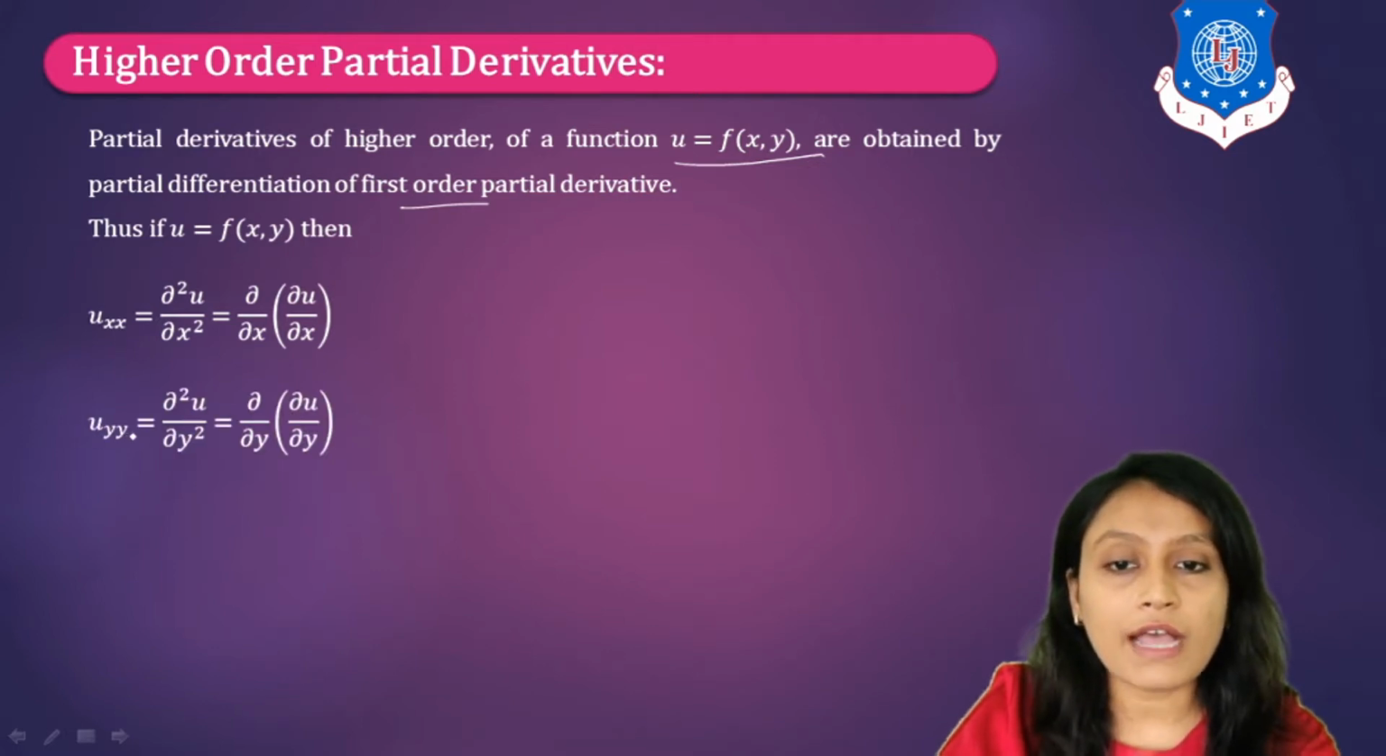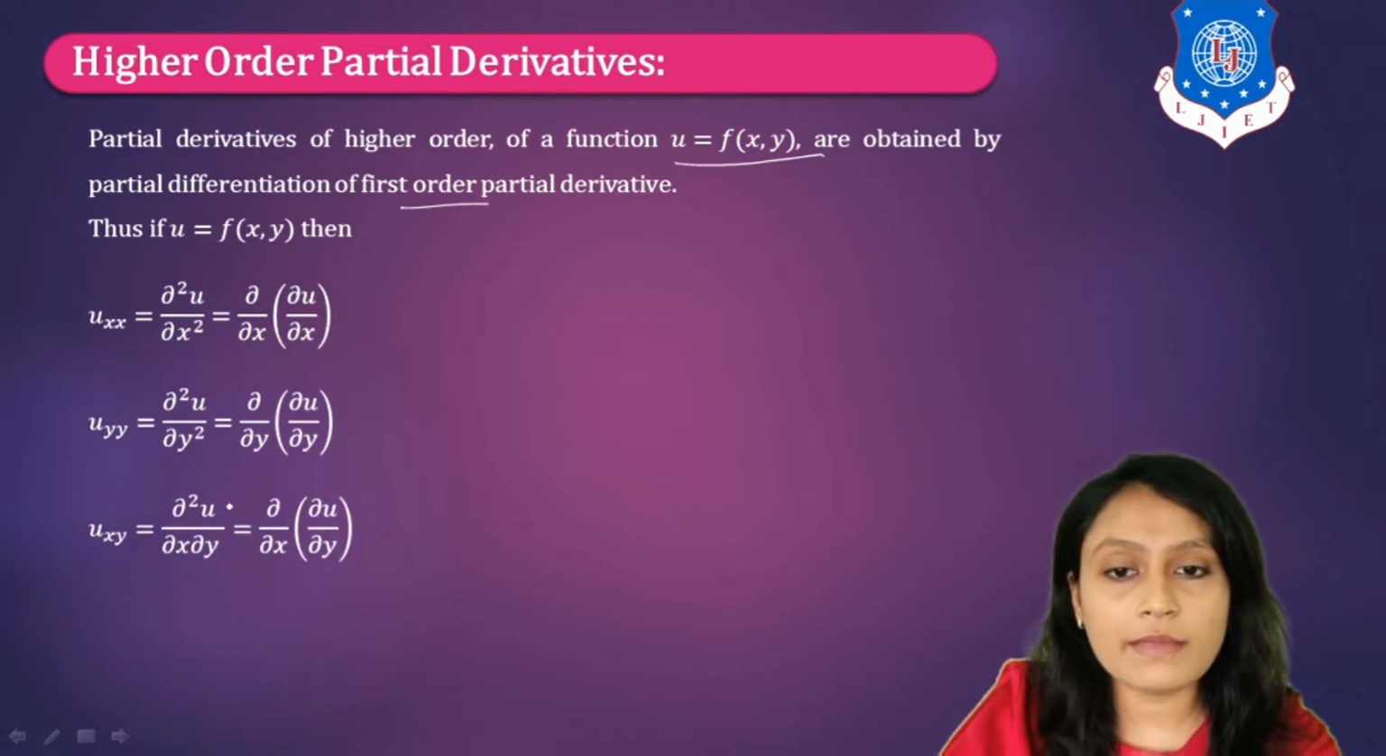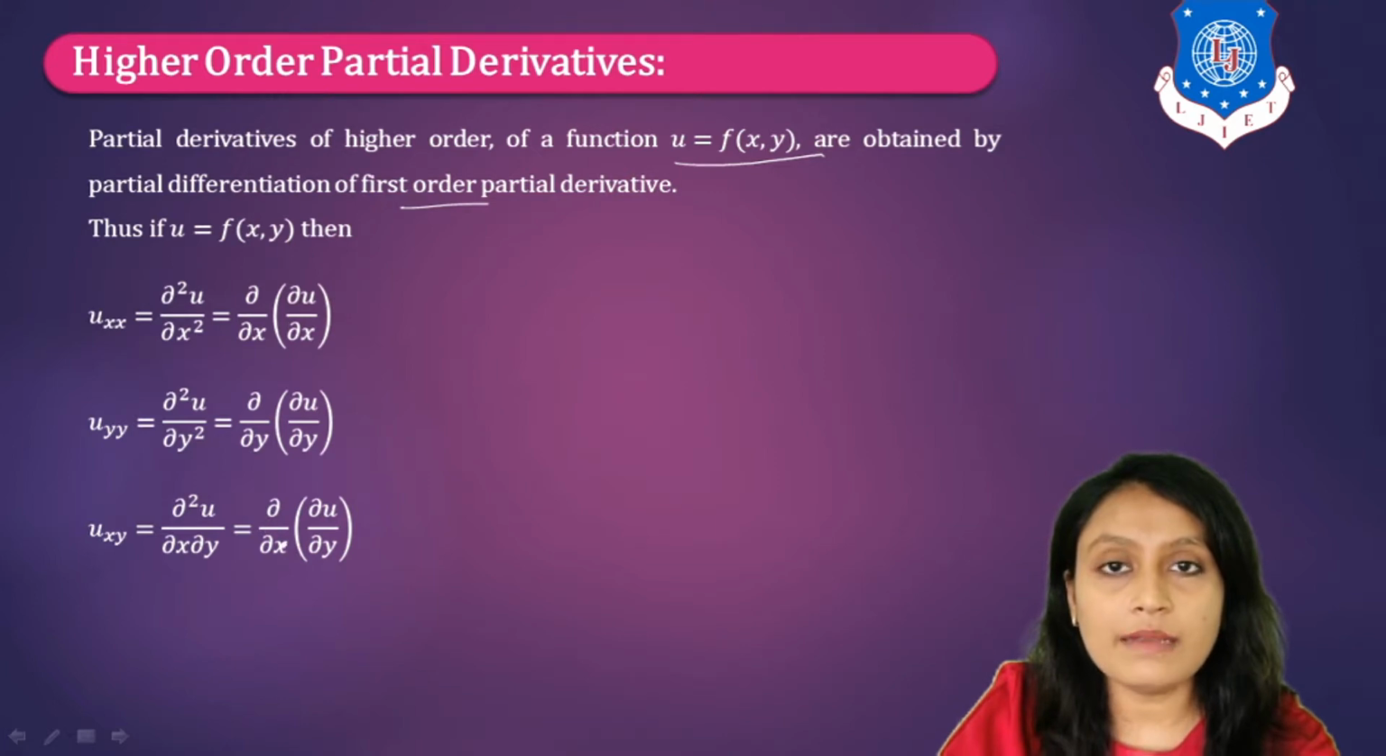Then u_yy, that is del square u by del y square, is del by del y of del u by del y. Okay, then u_xy means del square u by del x del y. So this is del by del x of del u by del y, and u_yx is equal to del square u by del y del x, that is del by del y of del u by del x.